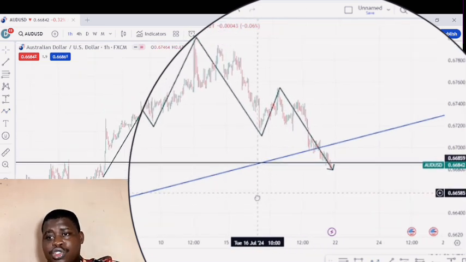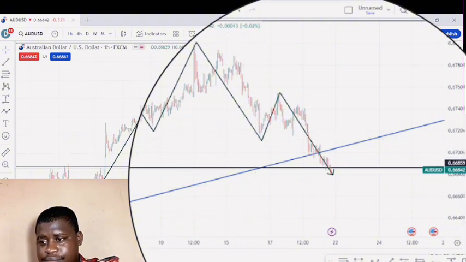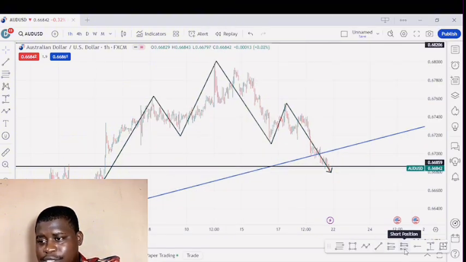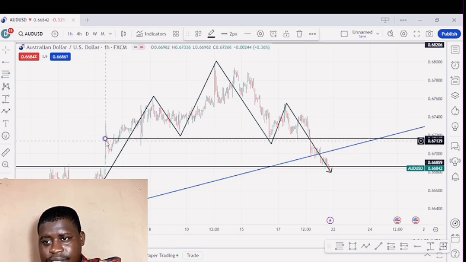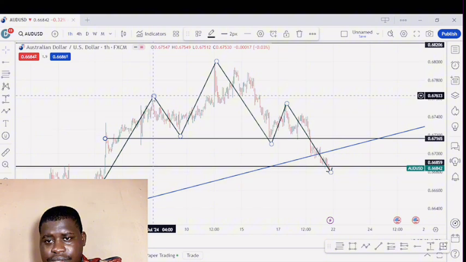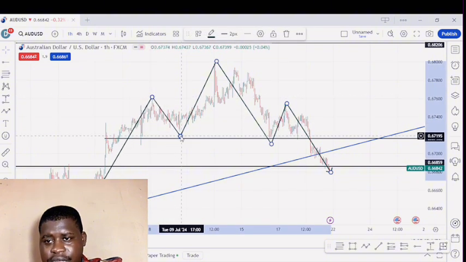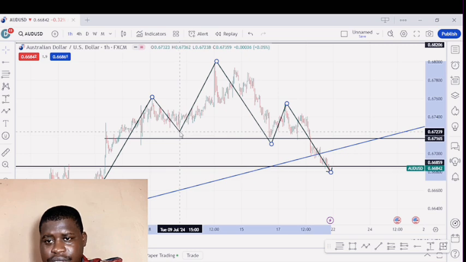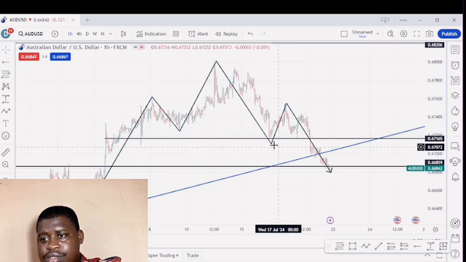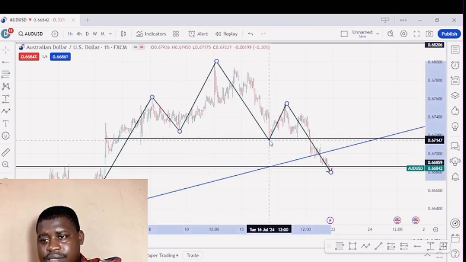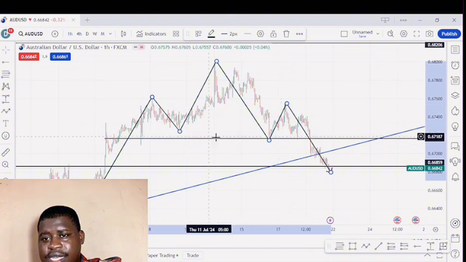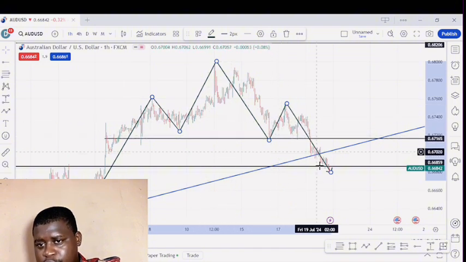This is a head and shoulders pattern. See, this is the neckline. This is the highest point. This is the lowest. So this is the neckline, and it has broken out.